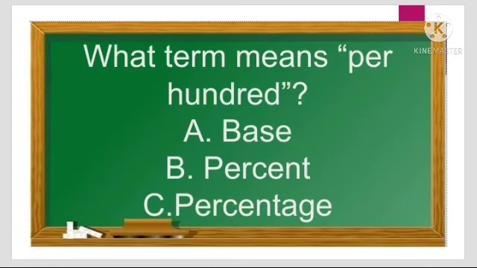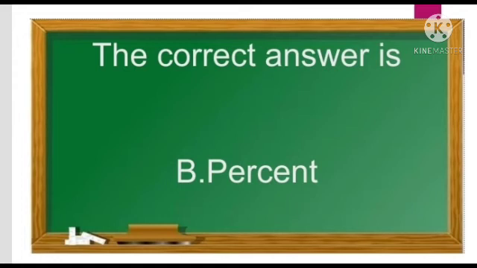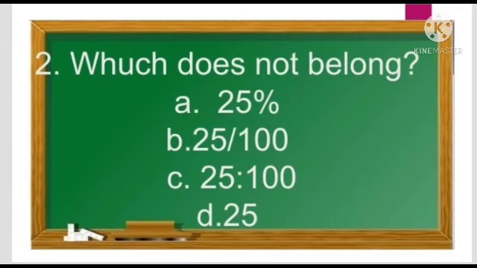What term means per 100? Is it A, base, B, percent, C, percentage? You have 3 seconds to answer. Your 3 seconds starts now. Okay, time's up. So the answer for number 1 is letter B, percent. To those who got the correct answer, you have 1 point. Next, we have number 2.